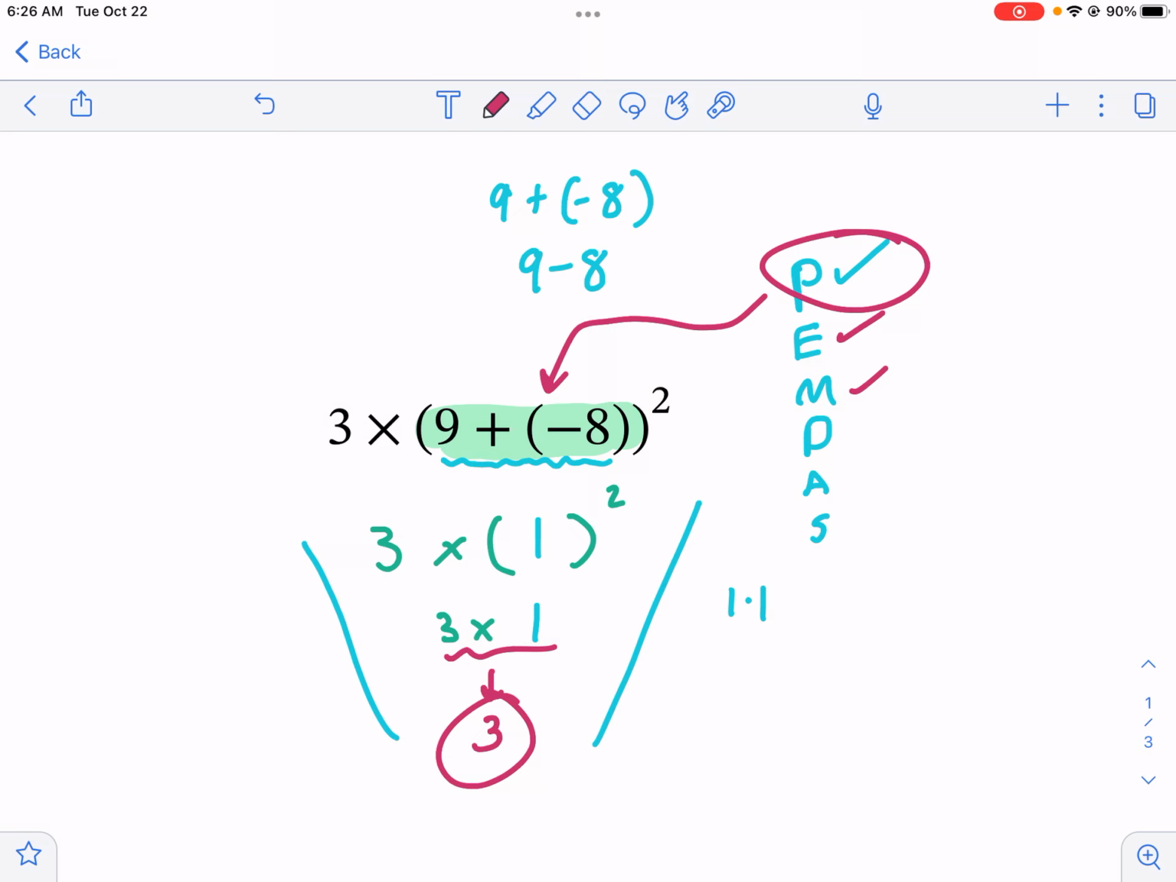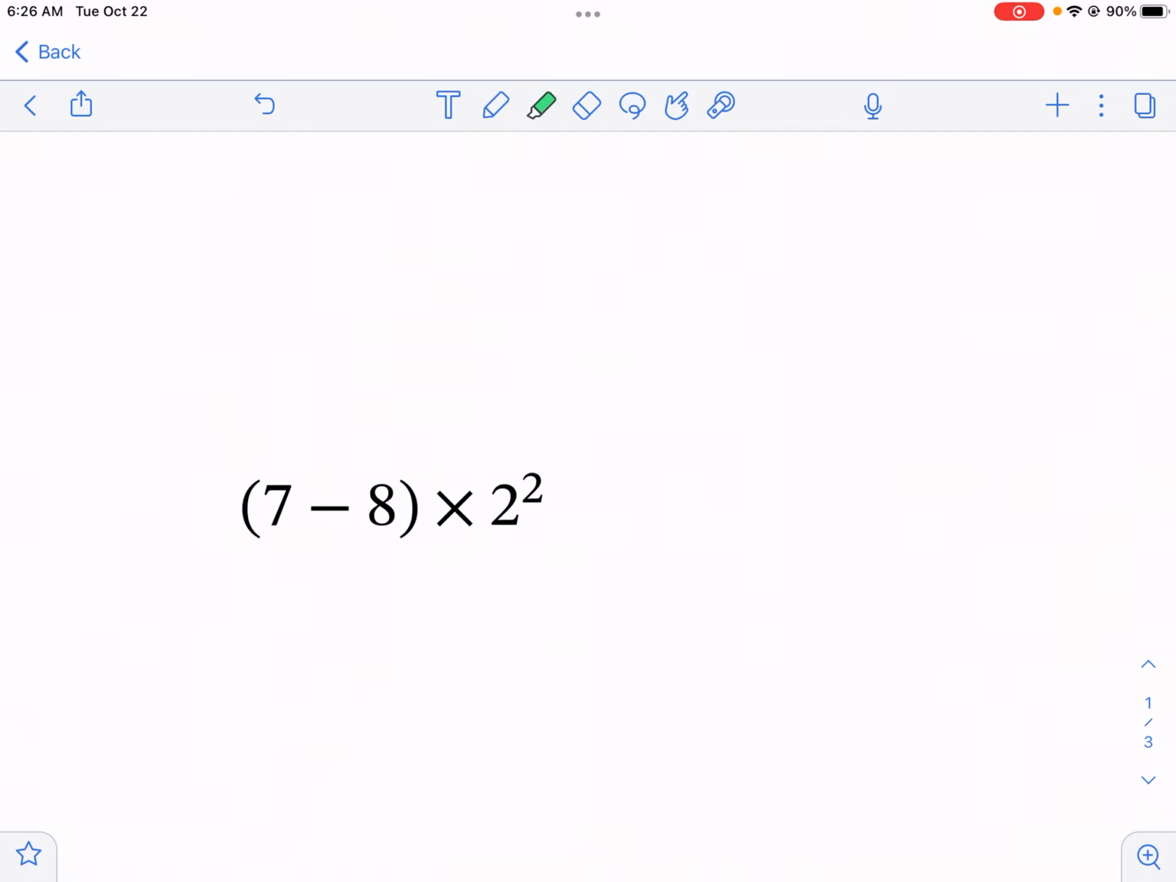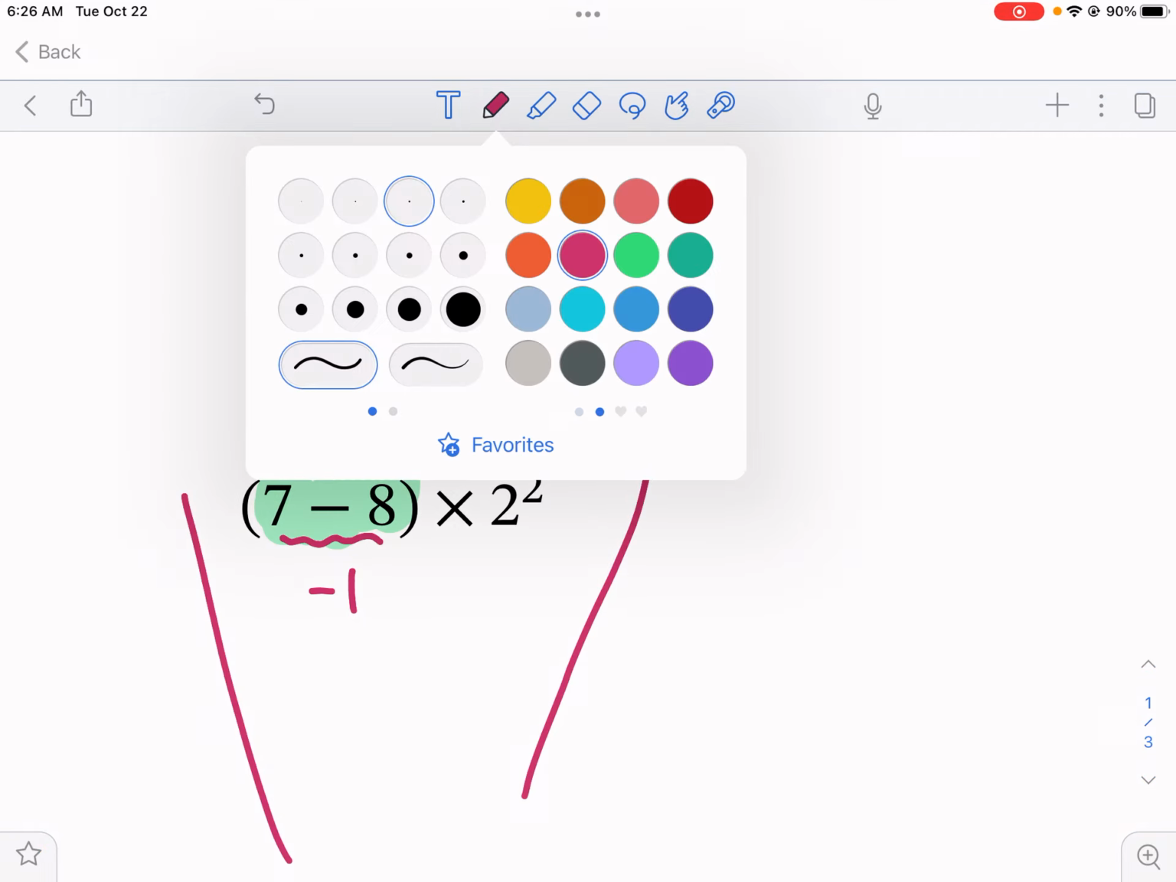Otherwise, you go on to exponents in the parentheses, then multiplication and division in the parentheses, addition and subtraction in the parentheses, okay? Let's move on to the other set of parentheses that we had, true parentheses. So we're going to start with those parentheses. And inside the parentheses, we see subtraction. So we're going to do 7 minus 8. That equals -1. Okay, so now we're done with our parentheses, and I'm going to rewrite everything else around it.